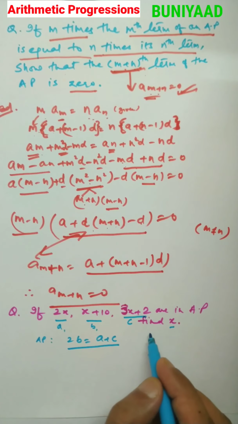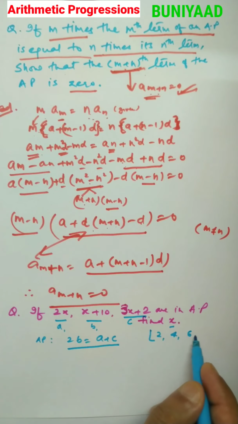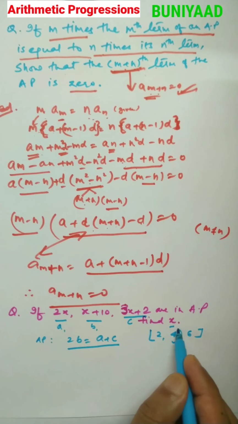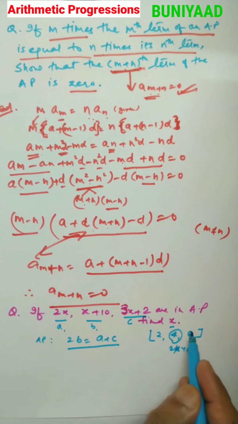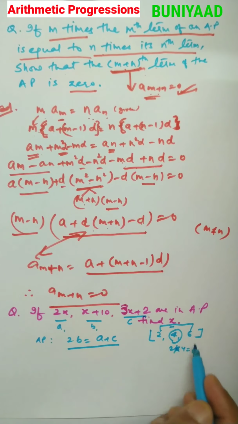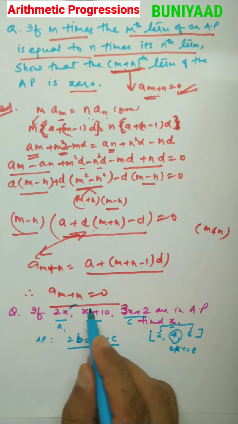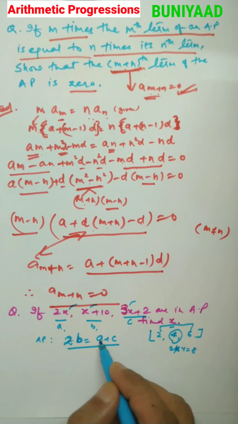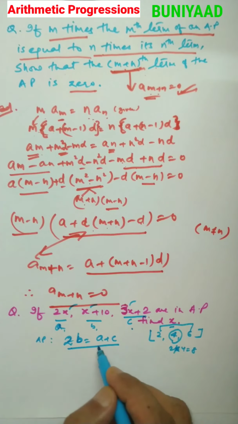You know that? Like the example 2, 4, 6. They are in AP because they have the same common difference. Twice of 4 is 8, and that is equal to the sum of 2 plus 6. So you got the property: if three terms are in AP, then twice the middle term equals the sum of the first and the third term, right? So 2b equals a plus c.